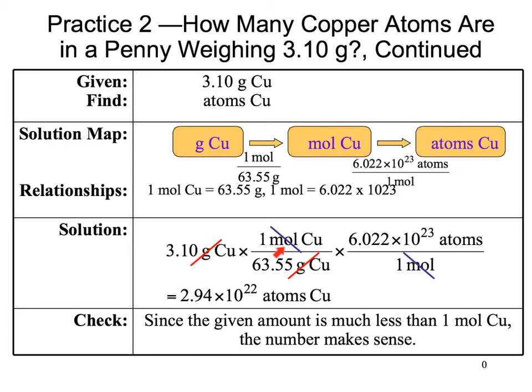To convert out of moles and into atoms, we will use the conversion factor of 1 mole equals Avogadro's number of atoms. Since we must cancel out of moles, moles will be on bottom. Avogadro's number will be on top. Moles cancels. We are now in units of atoms. So we multiply 3.10 times Avogadro's number. We get an answer. We divide it by 63.55 and we get 2.94 times 10 to the 22nd atoms of copper.